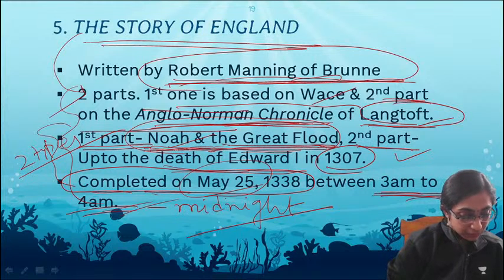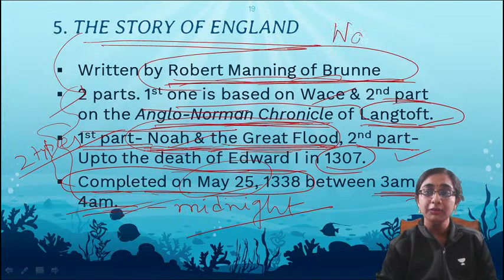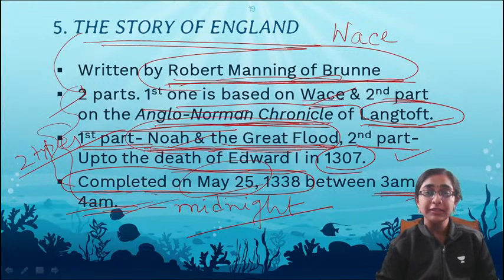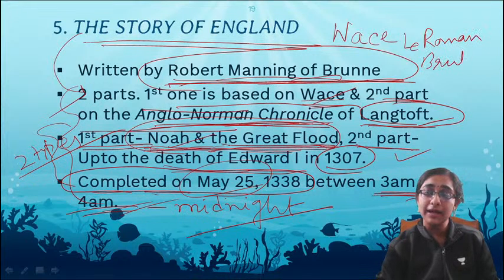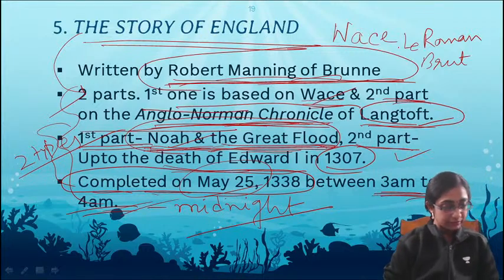Wes is not a place. Wes is the name of the author who has written La Romandie Brut. I have written here Wes to suggest the chronicle written by Wes, La Romandie Brut. Wes is the name of the author. As Layamon is the name of the author, in the same way Wes is also the name of the author.